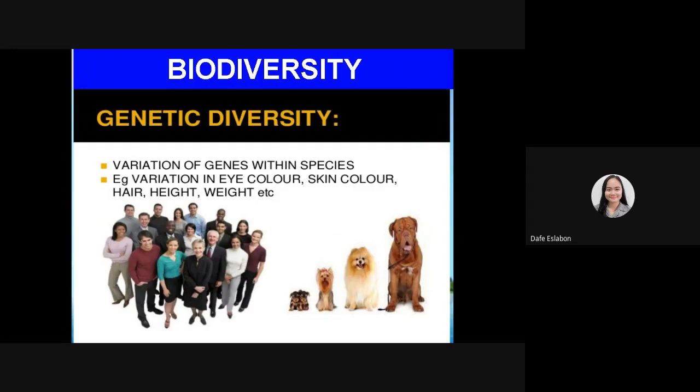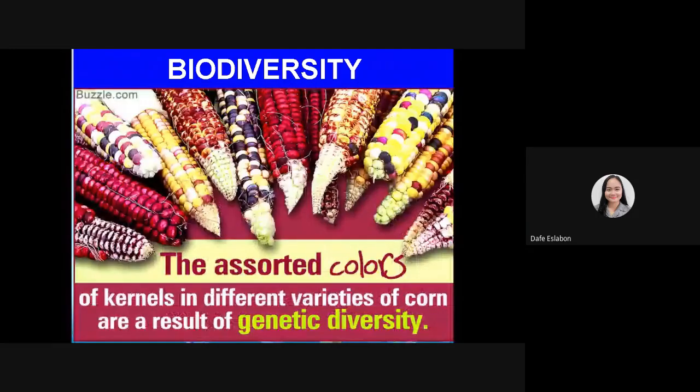Another example of genetic diversity is the one that you can see on the picture. As you can see there in the picture, these are all kinds of corn. However, there are many kinds or varieties or genes of corn.